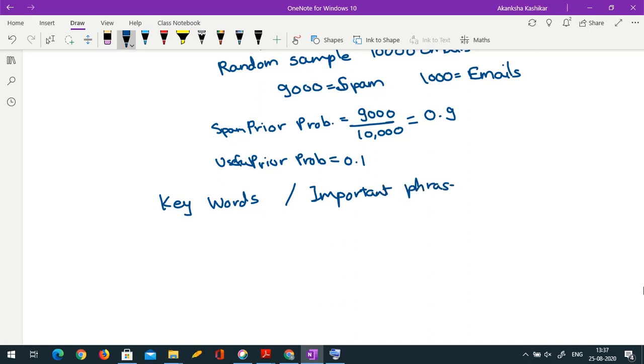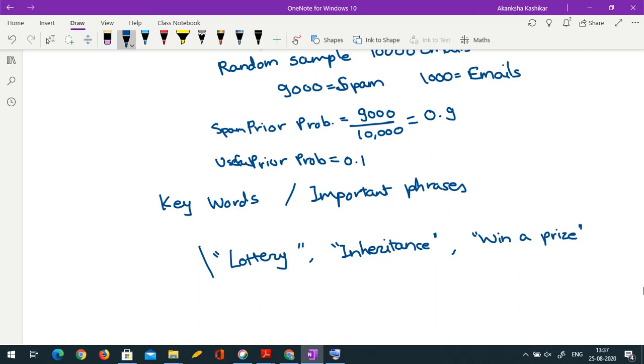Okay, for example, a typical word that is found in spam emails is lottery or inheritance. Sometimes you get emails claiming that the person has received a large inheritance and needs your help to move that money abroad, something like that. So lottery, inheritance, or in fact win a prize, these are typical terms or phrases found in spam emails. For the sake of simplicity, let me assume that I want to focus only on one word, that is lottery.